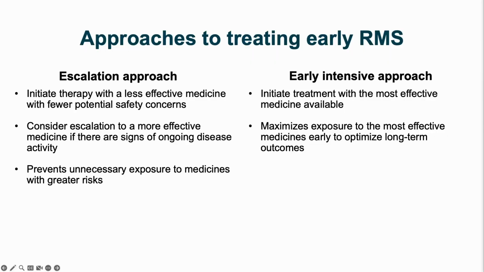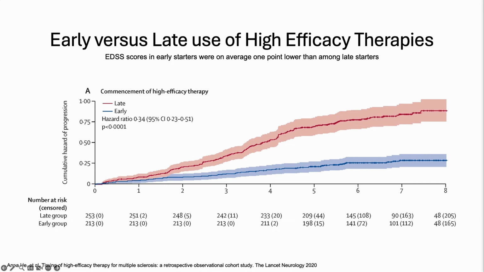Now it's becoming less desirable. And that's why most of us will prefer to have more of an early intensive approach in which we hit hard early on with highly effective therapies, trying to address that acute inflammation that we know is going to be maximal at onset. So there are different studies that have been published.